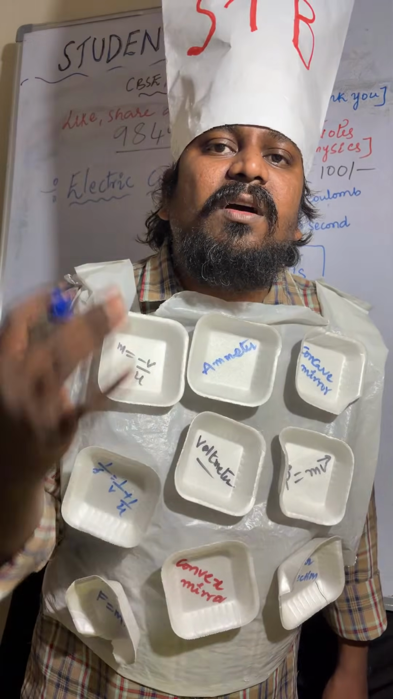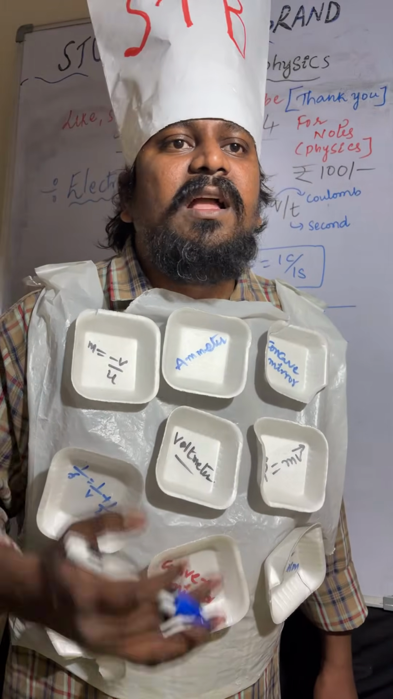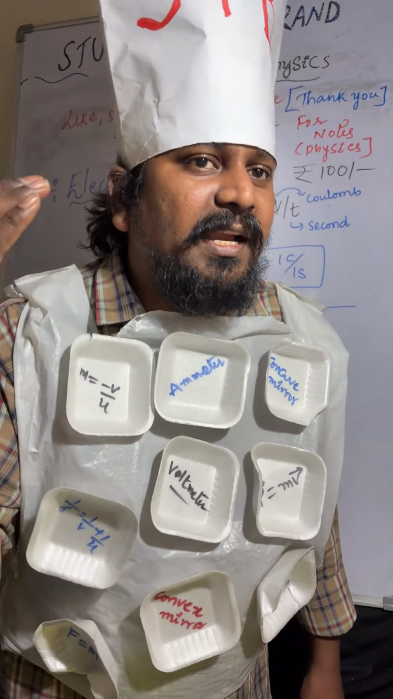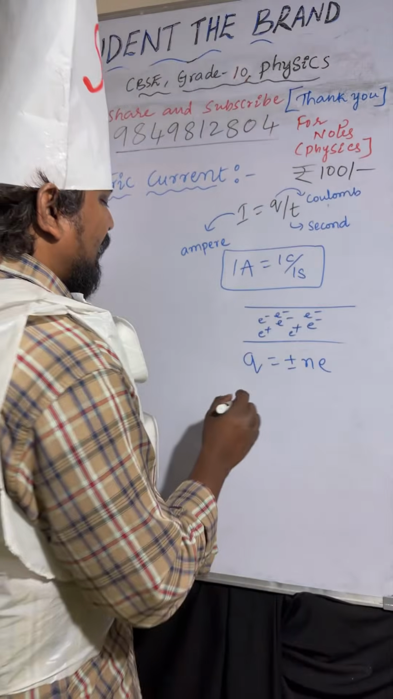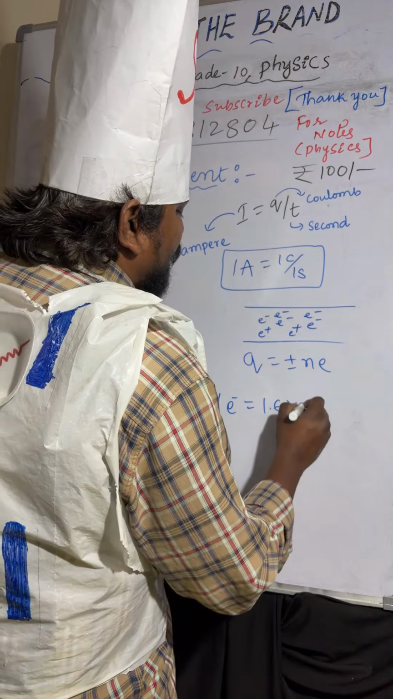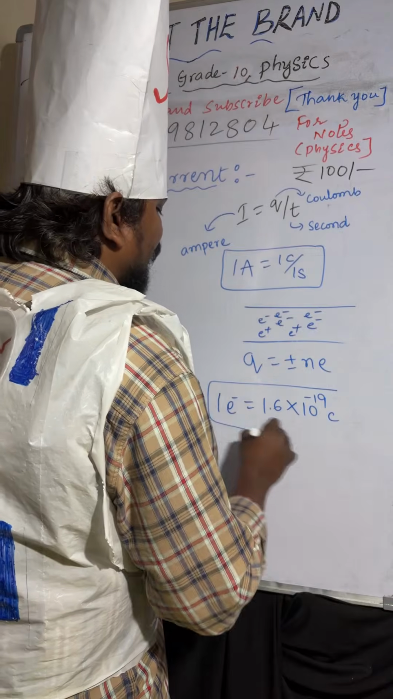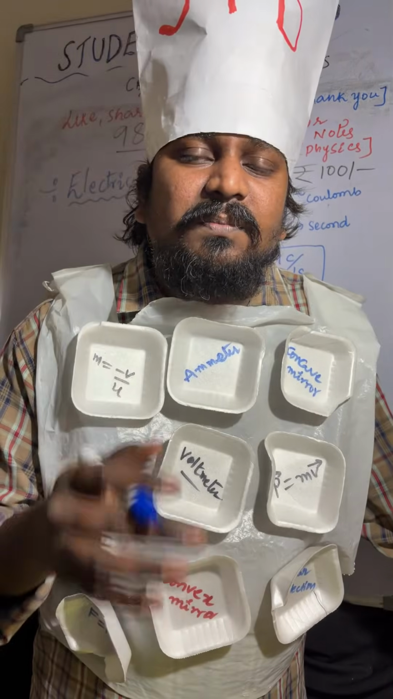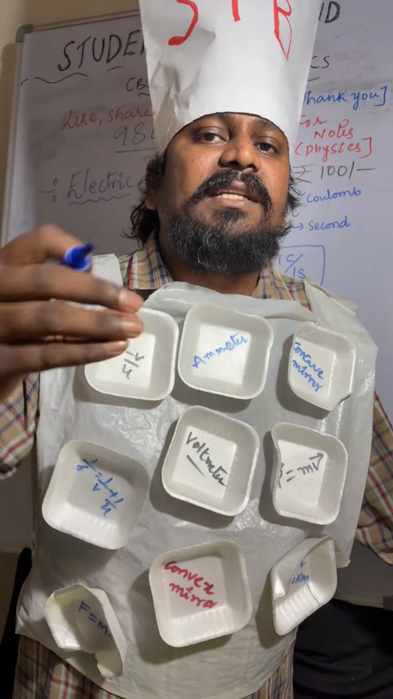On one electron, how much charge is present? On one electron, 1.6 into 10 power minus 19 coulomb. So that much charge is present on one electron.